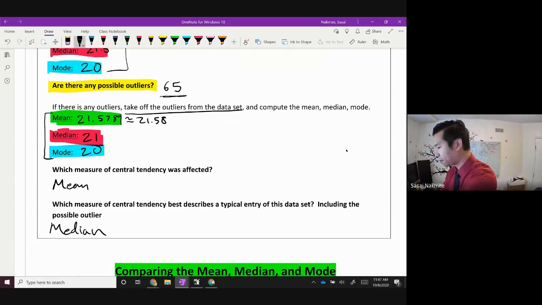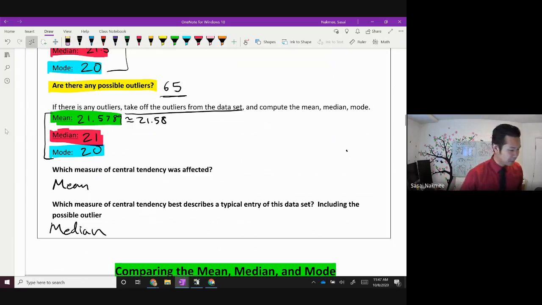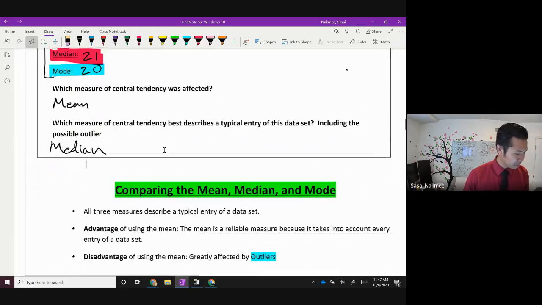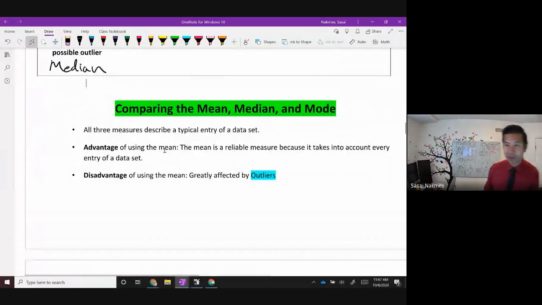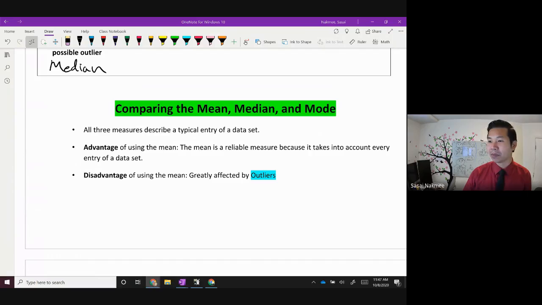All right. Let's keep going here. Let's take a look at comparing these guys and what are the advantages and disadvantages of comparing your mean, median, and mode.